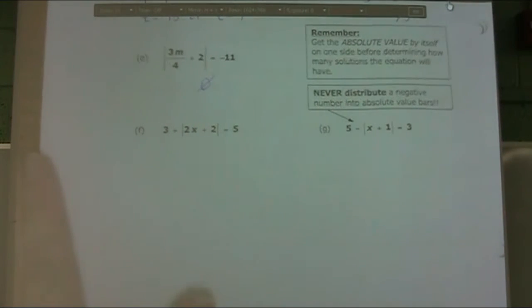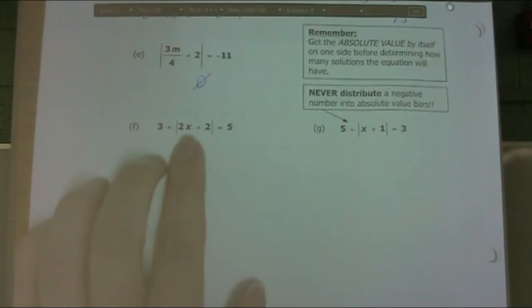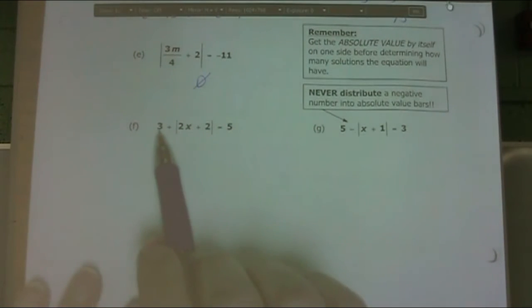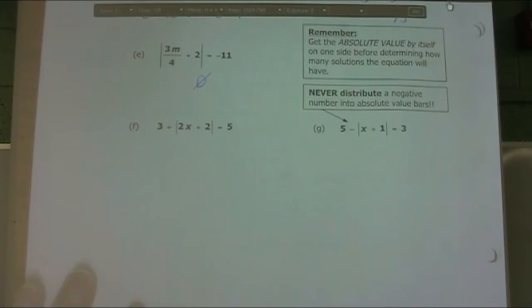Now, F and G are a little bit more complicated. Here's what we've got. We've got absolute value, but we also have some stuff outside of the absolute value, and this is where it gets a little confusing. Before we can say we have two equations, we have to get the absolute value all by itself on one side. So I can't write an equation that says 3 plus this equals 5 and 3 plus this equals negative 5. That will not work.